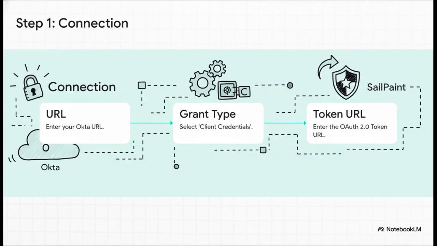So, we start with the connection details. You'll enter your Okta URL just like before, no surprise there. Then, for the grant type, you're going to select client credentials, which is easy because right now it's the only one supported. And finally, you'll pop in the specific OAuth 2.0 token URL. That's just the address SailPoint is going to use to ask for its secure token.